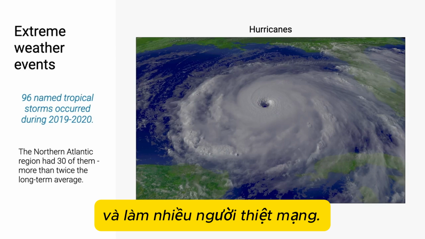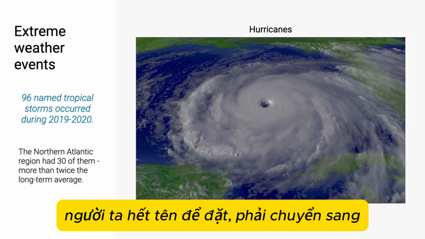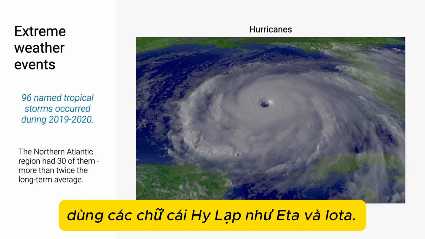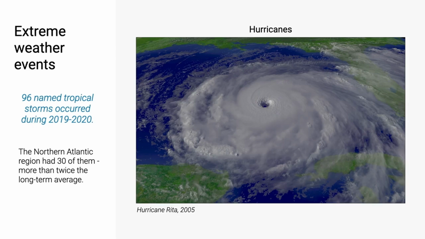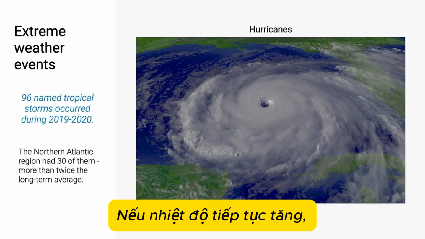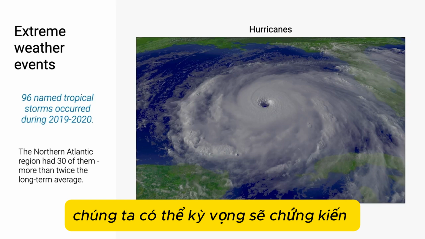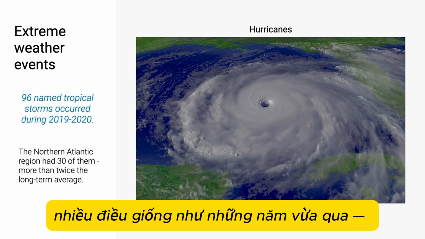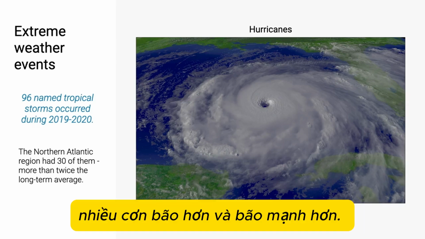In fact, there were so many storms that we ran out of names for them, resorting to Greek letters like Eta and Iota. If temperatures continue to increase, we can expect to see more of what we saw in the last few years, a greater number of hurricanes and more severe hurricanes.